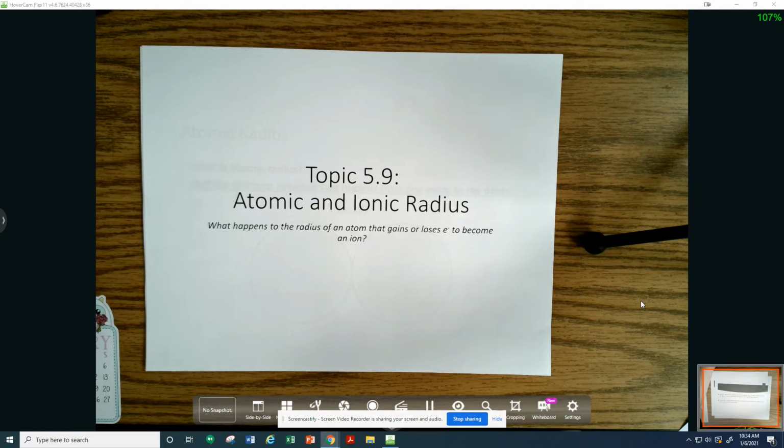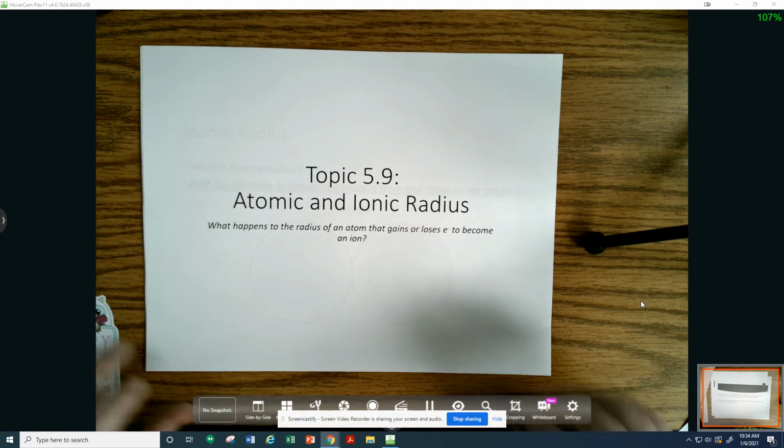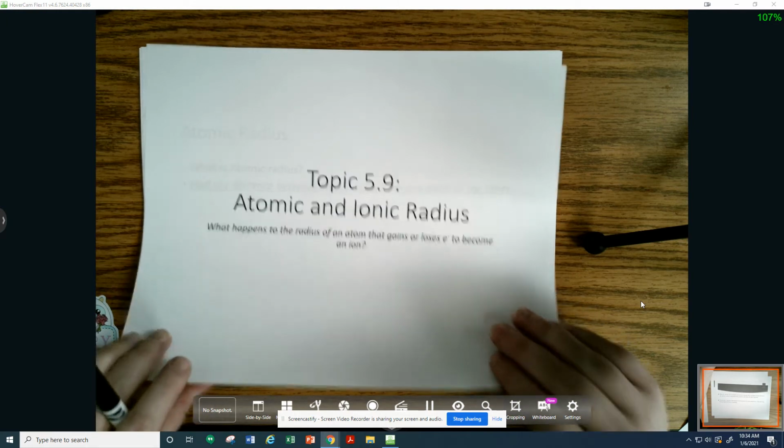So you're going to need these notes, a periodic table, and a couple of highlighters might also be useful depending on your preference. And so we're going to look again at how these are arranged with the periodic table.